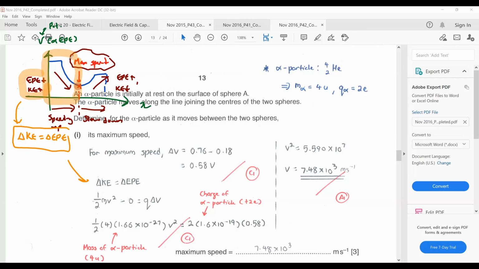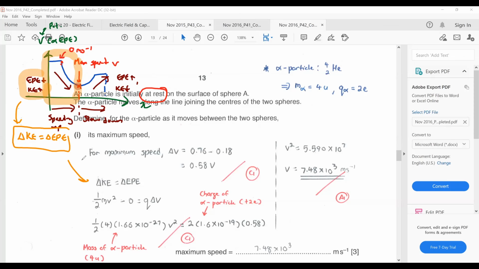Now, how do I know that this one will be your max speed v? Let me get this out first. This part here will be your max speed v. This part here, when you start moving, your v is 0 meter per second. How do I know you're at 0 meter per second here? It is because they tell you your alpha particle was initially at rest on the surface of sphere A. So it's 0 meter per second. Then it started moving, it reached maximum speed here. So from this point to this point, your change in KE is half mv squared minus 0 only.